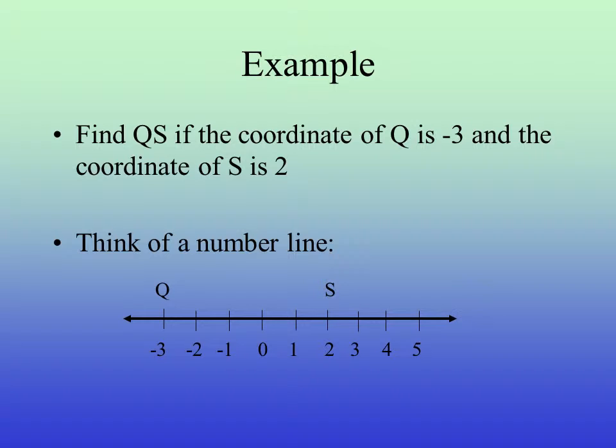Well, I know that I can find the length of QS simply by taking the larger number and subtracting the smaller number. So I can take the larger number, which is 2. I can subtract the smaller number, which is -3. Well, if you remember, when I have 2 negatives together like this, it makes a plus. So I really have 2 plus 3. So I know that QS is 5 units in length. You can check this by checking the jumps. 1, 2, 3, 4, 5. There are 5 jumps to get from Q to S.